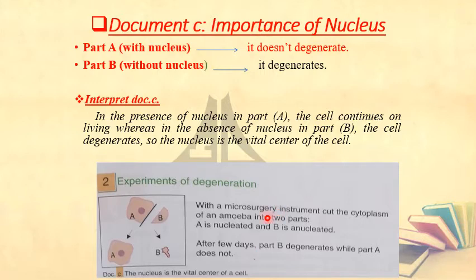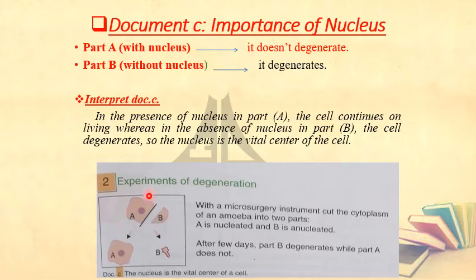Now, you are going to ask me a question. Why are we studying the importance of the nucleus? This experiment, this document C, is very important because it will help you to understand the next experiment, which is document D. So from here, I just want you to conclude one idea which you are going to use for the next document. And such idea is that the nucleus is very important for regeneration.